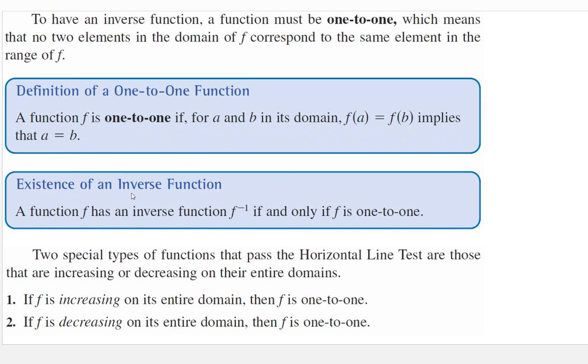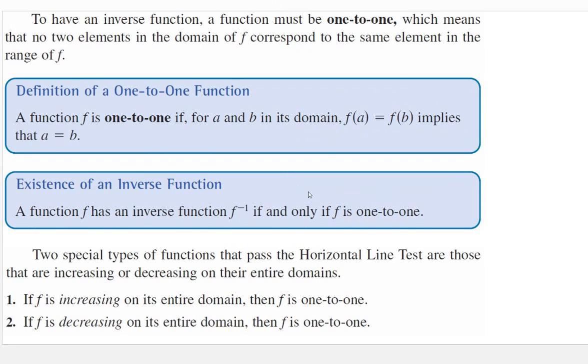The existence of an inverse function: a function f has an inverse function f inverse if and only if it is one-to-one, and that's basically what we were talking about earlier over here. In order for a function to have an inverse, it must be one-to-one.